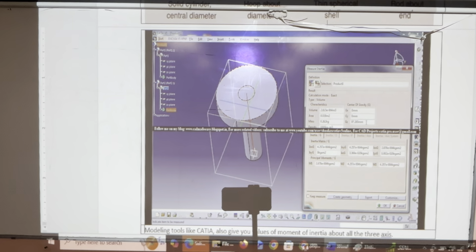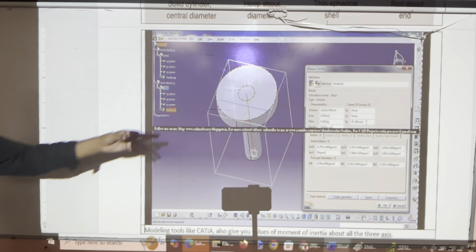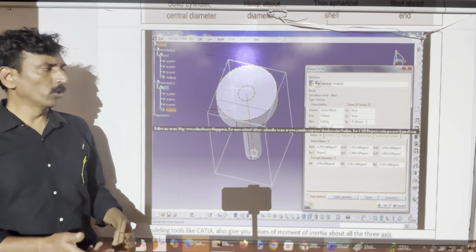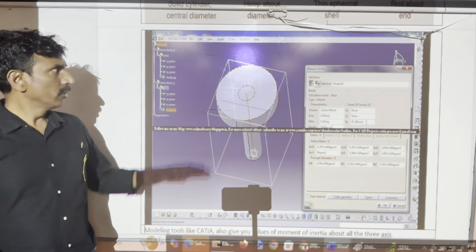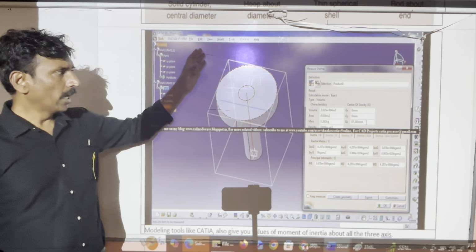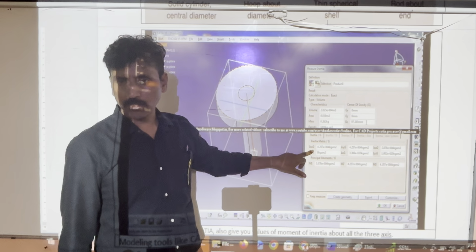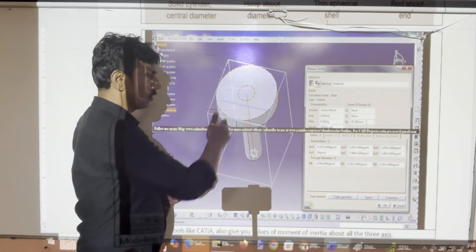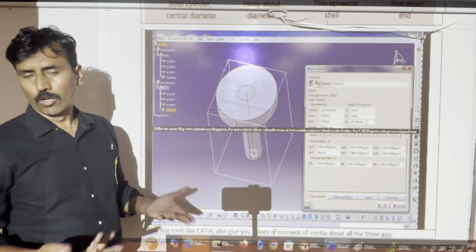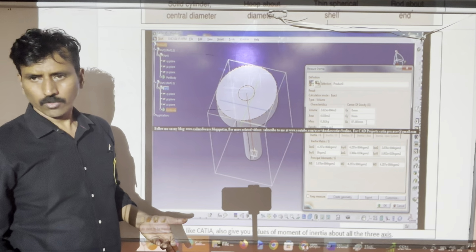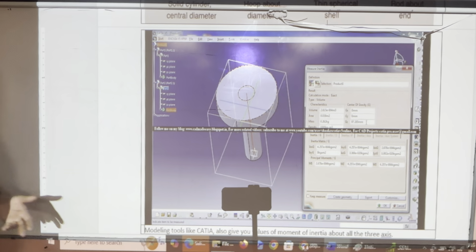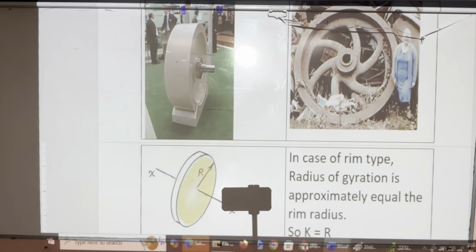Suppose you had some unique shape which was not a disc or a rim, some unique shape of a rotating component, and you wanted to find out the moment of inertia. Then you can use any software and ask for the moment of inertia. That will give you the moment of inertia about all axes, x-axis, y-axis and z-axis. It will calculate the values for you, so you don't have to worry about it if you are using software. Otherwise, you just need to fit this.